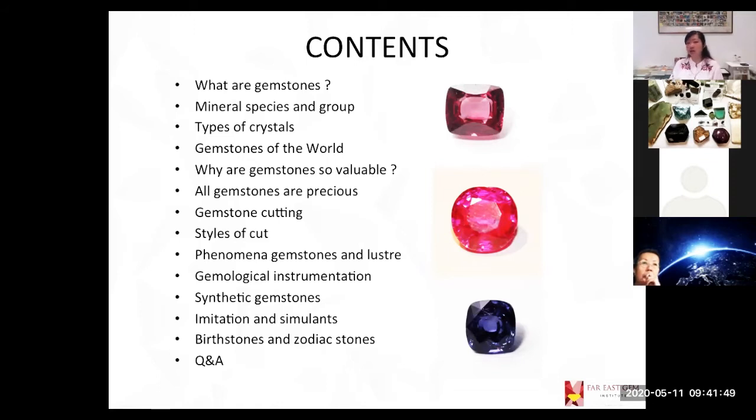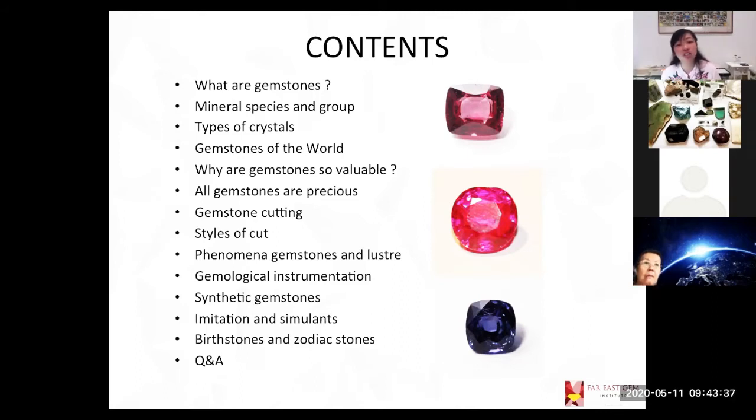I mentioned just now about the gemstones' value. Maybe, say for example, ruby from Myanmar tends to be more expensive than ruby from Madagascar. So why is that so? Why are gemstones valuable, and are all gemstones precious? And of course, gemstone cutting is important because we talk about quality. And what are some of the styles of cut? And the phenomenal gemstones and luster. So phenomenal gemstones are like cat's eye and color change.